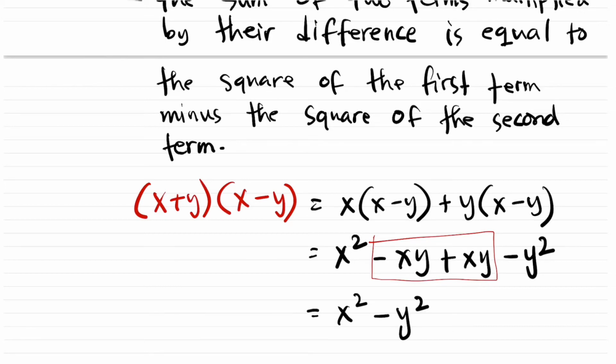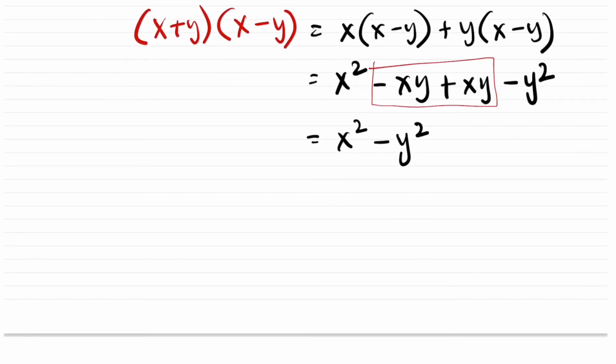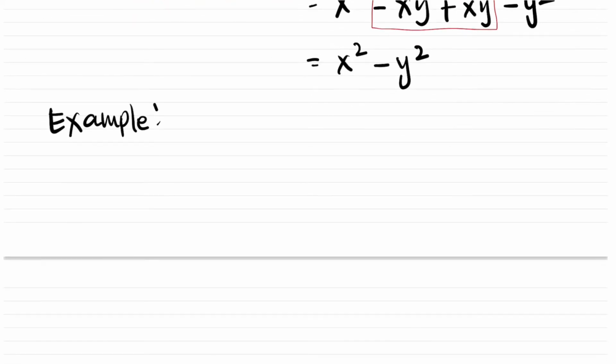So this is what we mean by their difference is equal to the square of the first term and the square of the second term. So square the first term and square the second term, and the sign would be minus because it is difference. Okay, let's have a quick example.